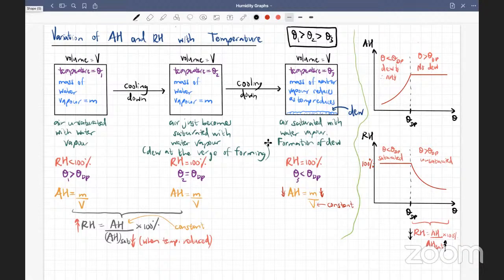All right. So this is the first variation, that is the variation of absolute humidity and relative humidity in terms of temperature. I hope you understood it. I've explained step by step how it happens. Even if you can't remember the shape of the graph, I personally feel you can still figure out how it's going to be.